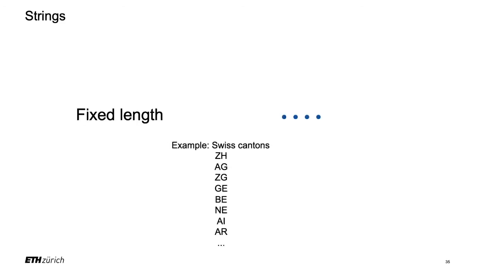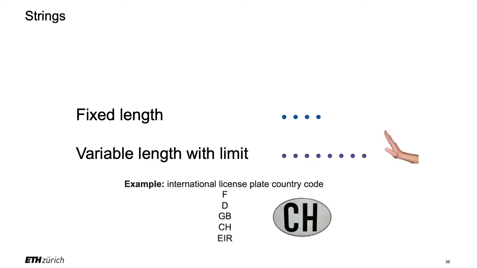Now, what kinds of types of strings can you define? Well, first, you could have fixed length strings. This is very useful, for example, for the Swiss cantons. If you want to have in a column the canton, that's 2 letters. So you can say, okay, that's a string of length 2. ZH, BE, GE, and so on and so on. So the Swiss cantons.